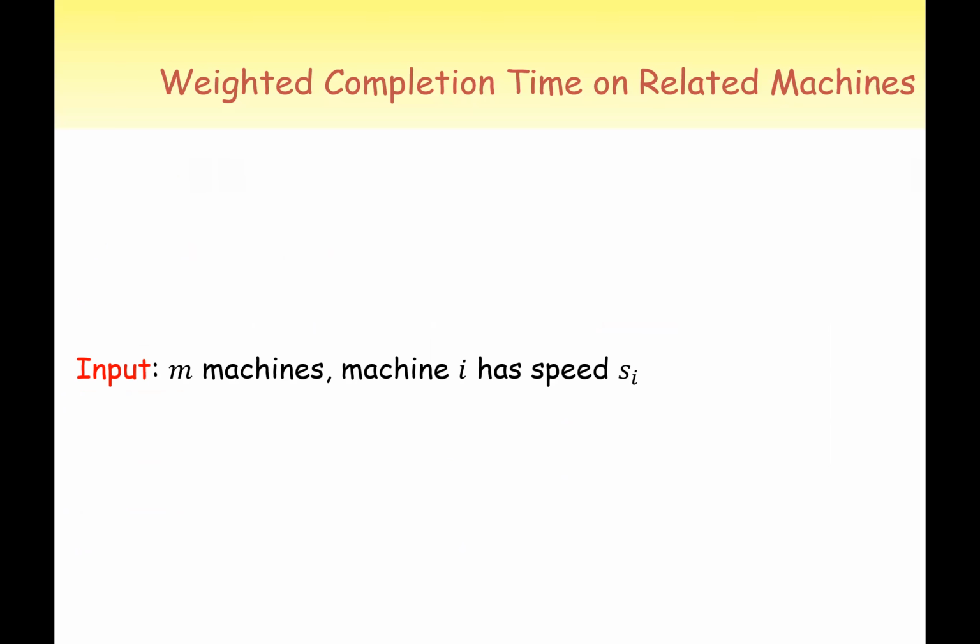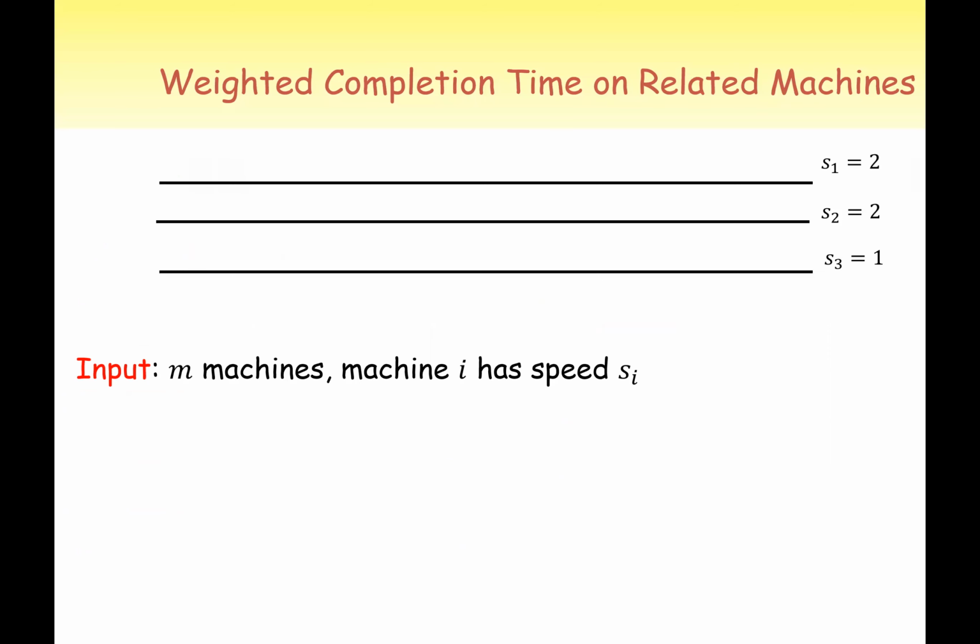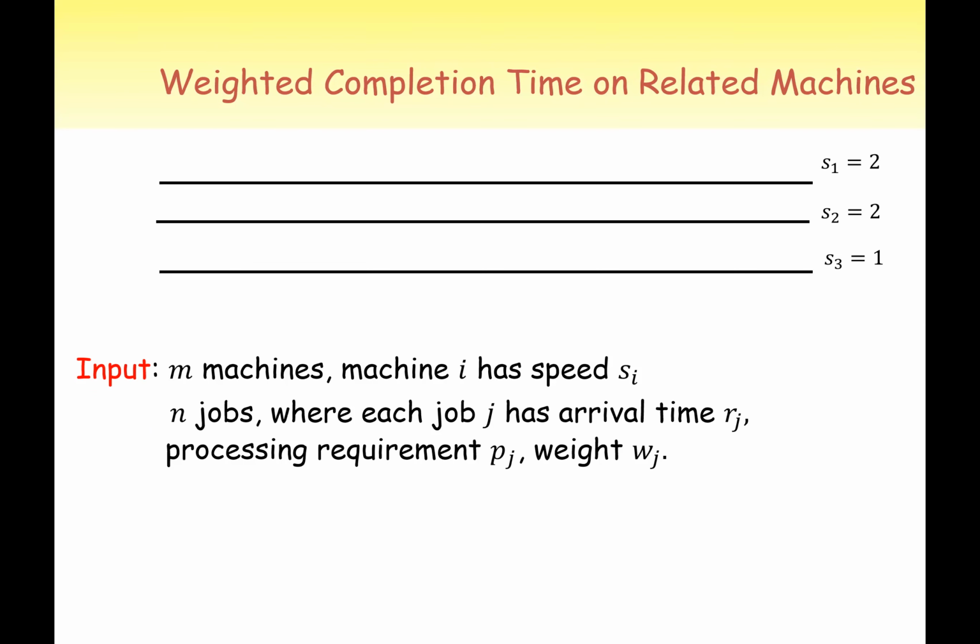Let's say we're given a set of machines, and the only difference between them is that they have different speeds. For example, here there are three machines whose speeds are 2, 2, and 1. Then we are given some jobs, and each job can be processed on any machine. Each job has a time at which it arrives. Let's say the arrival time is r_j, it has a processing time p_j, and there is a weight w_j associated with the job.